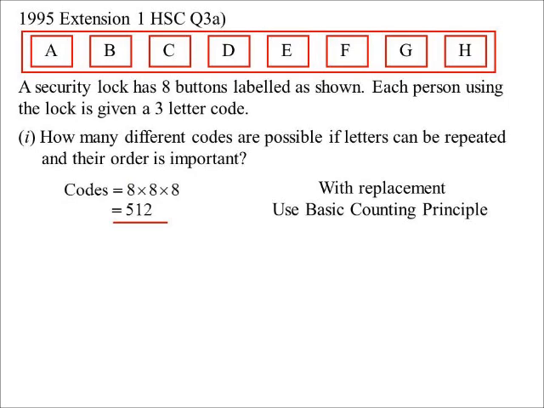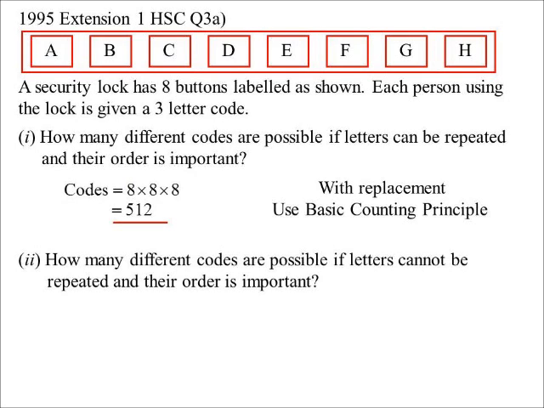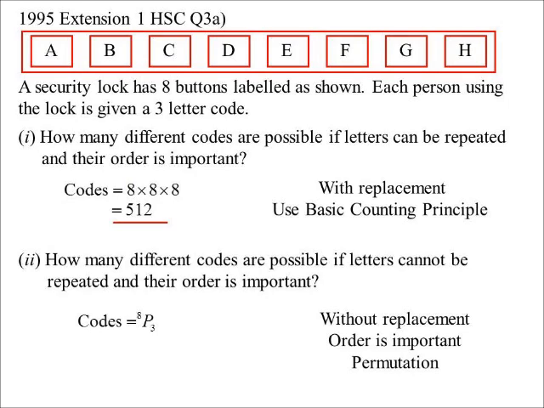512. Part 2. How many codes are possible if we can't repeat the letters, but the order is important? So we press the code, we go ABC, which would be different to the code BCA, which would be different to the code, and so on. So it's a permutation. So of the 8, I want 3 of them, 8P3, 336.